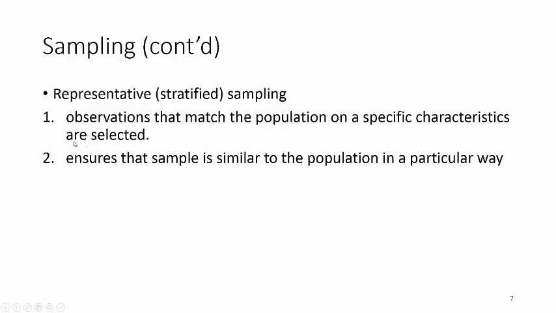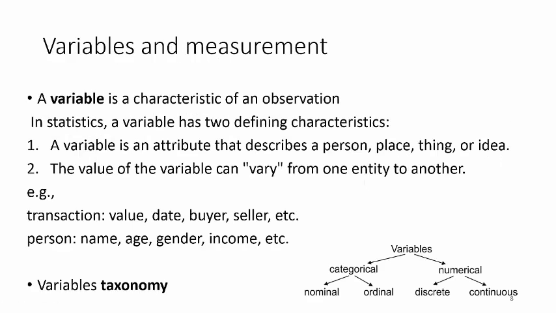So the representative sampling method must ensure that observations that match the population on specific characteristics are selected, and the sample is similar to the population in a particular way. So once we have the data, we need to think about what data is. Basically, data is a collection of observations, and each observation can be represented by variables.